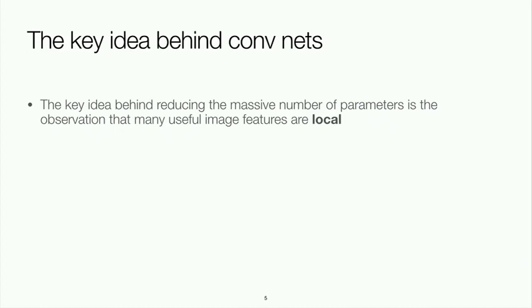In particular, what we know is that many useful image features are what we call local, which means they can be extracted just by looking at small patches of the image rather than having to understand the entire image as a whole. So this is the basic idea: many useful image features that we might want to learn are local, so can we use that to reduce the number of parameters that we need? What do I mean by local features?